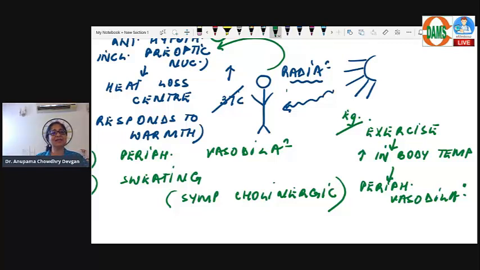In summers, there is a tendency to gain heat. The major mechanism will be radiation. Of course, conduction and convection also play a role.